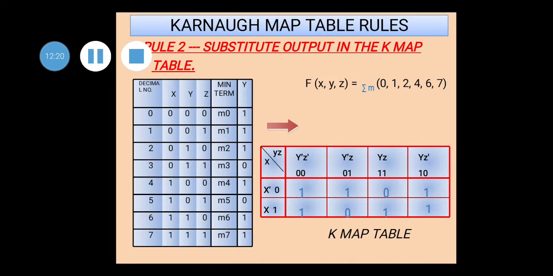So from this you can find your 3 input truth table, and in the truth table the output for decimal number 0 is 1, the output for decimal number 1 is 1, 2 is 1, 3 is 0, 4 is 1, 5 is 0, 6 is 1, 7 is 1.